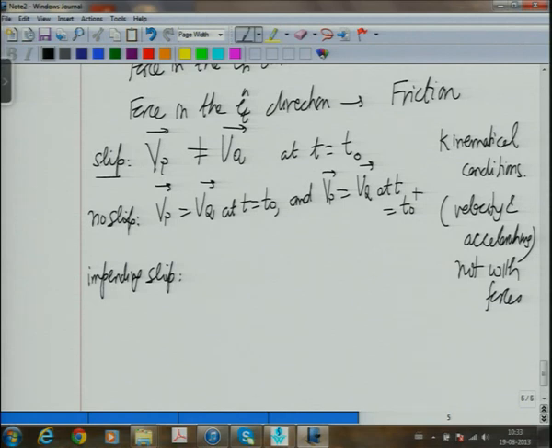At both these instants the contact points have the same velocity, so what this will mean is that the tangential component of the acceleration of P must be equal to the tangential component of the acceleration of Q at t equal to t0. So the acceleration of P and the acceleration of Q, their tangential components must be equal. So this T represents tangential.